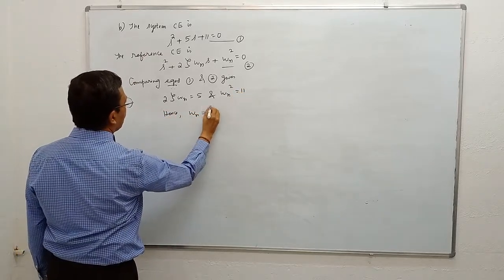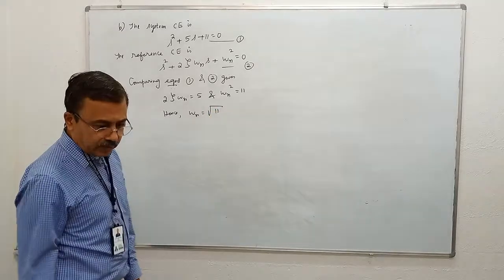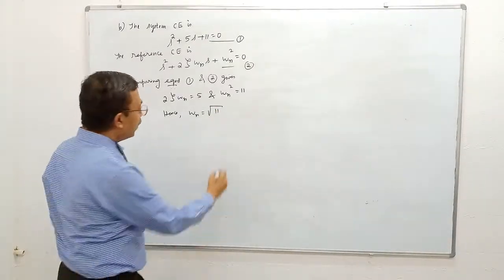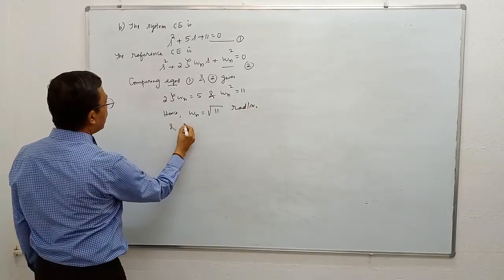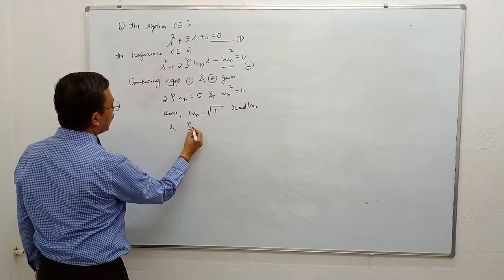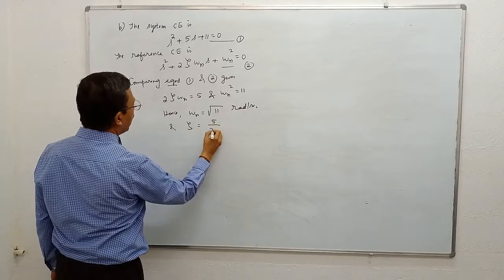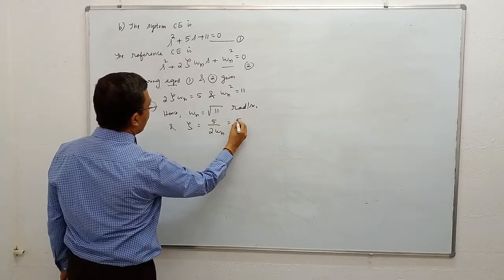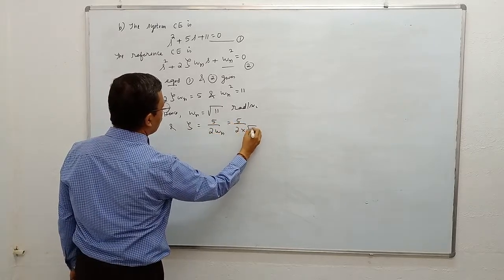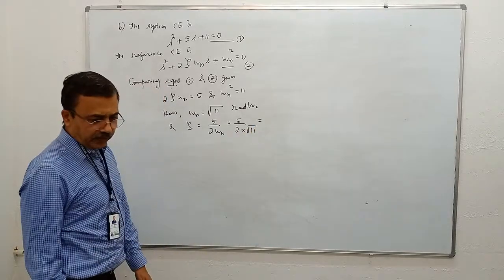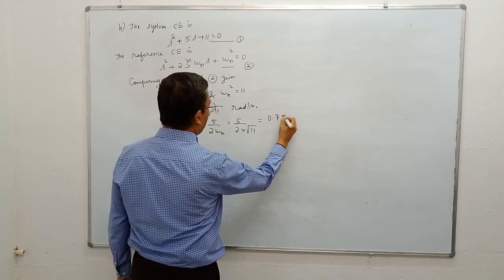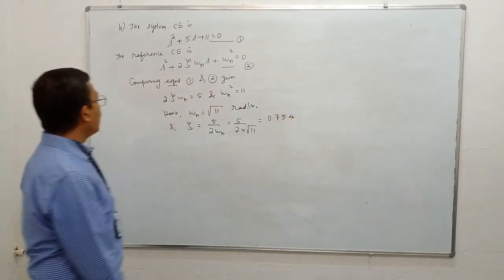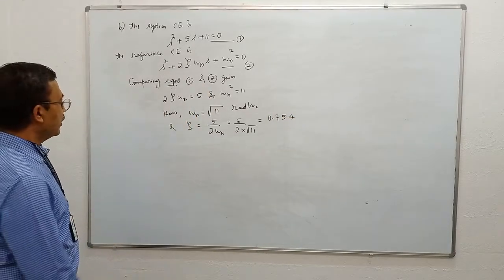Hence, omega n is equal to root of 11 radians per second, and zeta is equal to 5 divided by 2 into omega n, which is 5 divided by 2 into root of 11, that is 5 divided by 2 root of 11, which is 0.754. So we know the values of omega n and zeta.